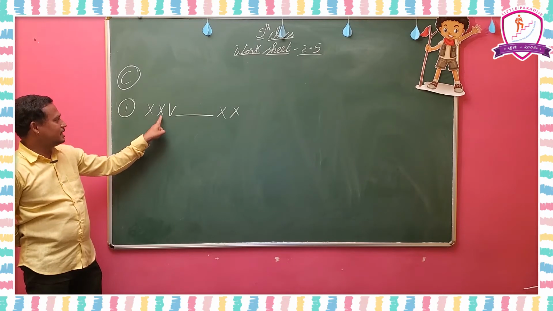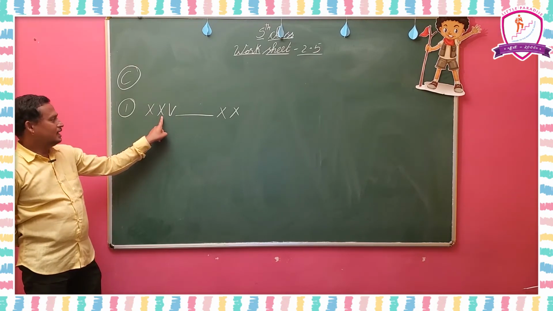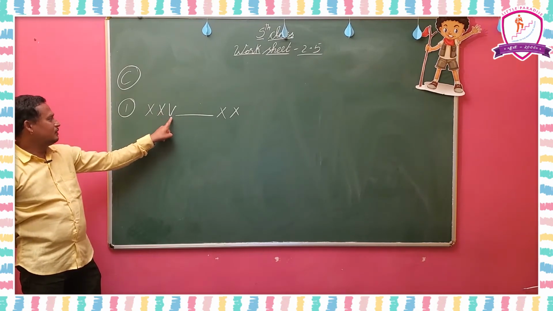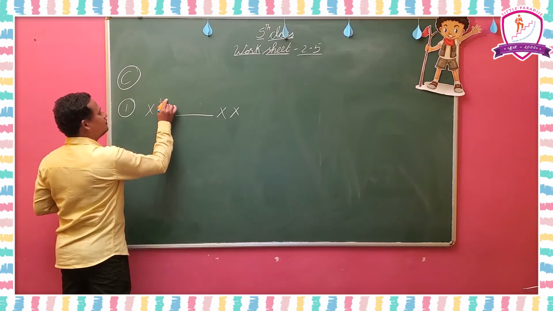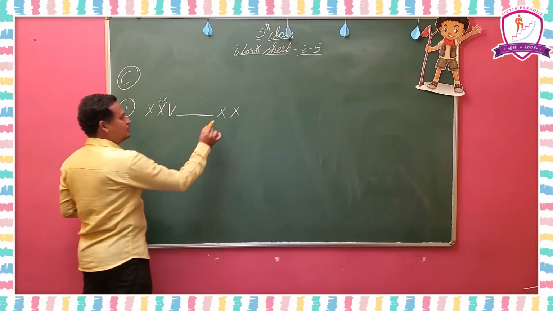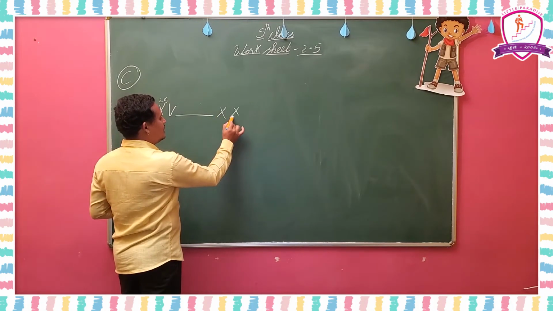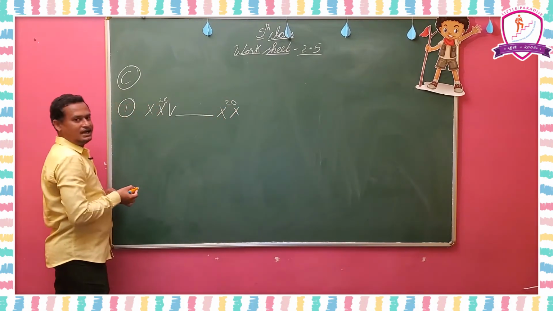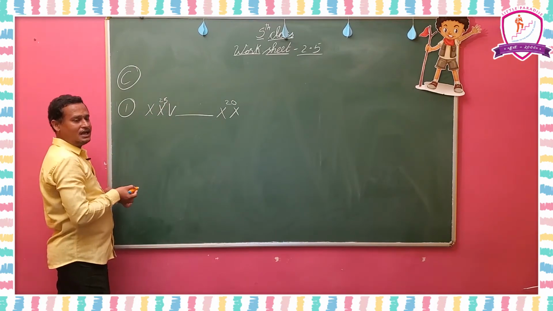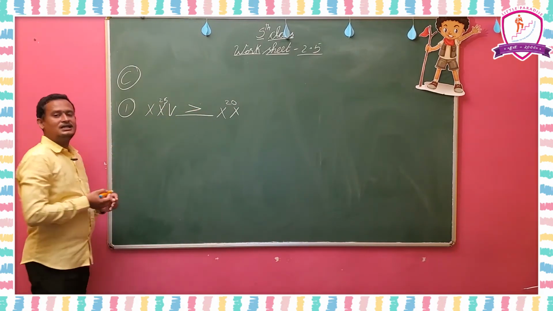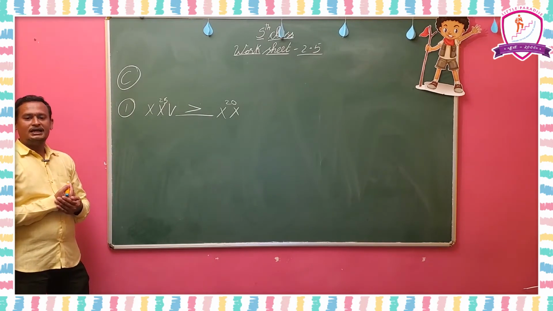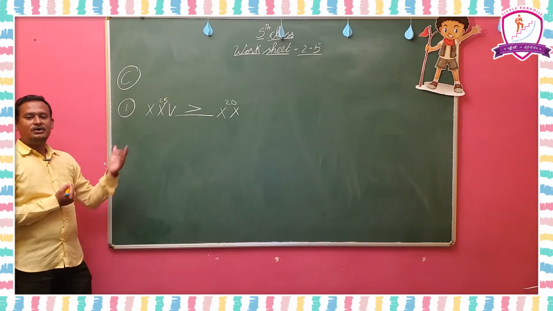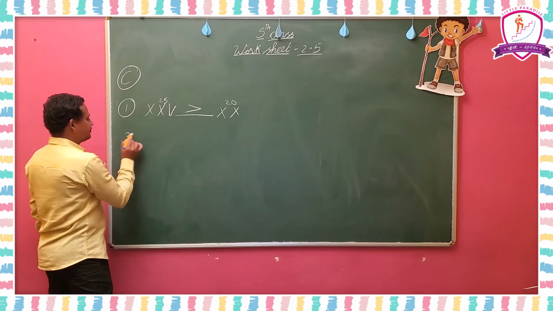Here XXV means X is 10, again 10, here 5: 10 plus 10 plus 5, 25. So you have to write 25 here, otherwise you can keep it in your mind. Here 10 plus 10, 20. So 25 is greater than or less than 20? Greater than. So put the greater than symbol in that place. Understood? In that blank you have to complete. Like that you have to do. Understood?